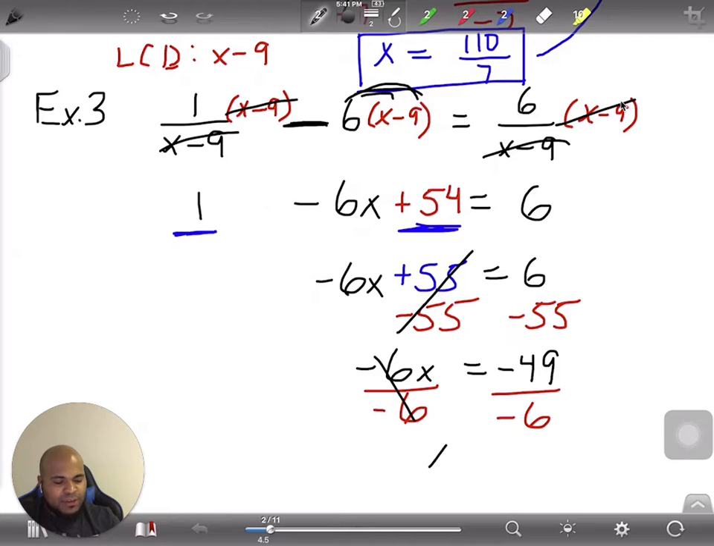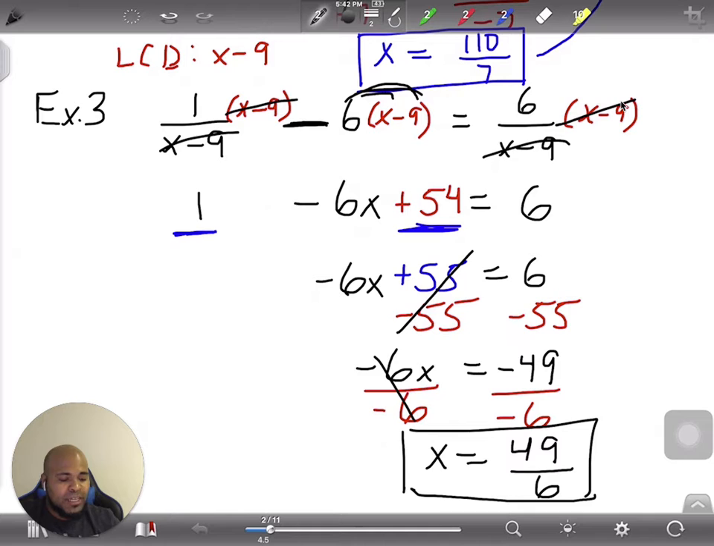When you do that, you get that x equals, again, a negative divided by negative is a positive. And 6 does not simplify with 49. So that will be the answer. X equals 49 over 6. Is this an extraneous solution? Well, we have to check because we didn't write it at the beginning. So when we look at the original problem, what will make my denominator 0?